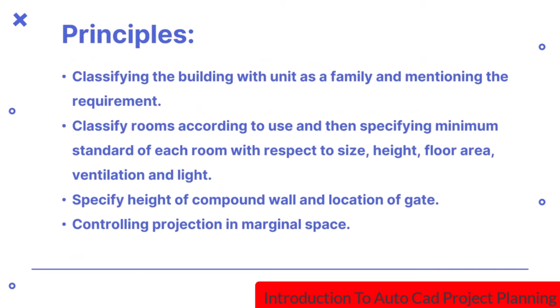The principles underlying the building bylaws include classifying the building with unit as a family and mentioning the requirement. Classifying rooms according to use and then specifying minimum standard of each room with respect to size, height, floor area, ventilation, and light. Specifying height of compound wall and location of gate. Controlling projection in marginal spaces.